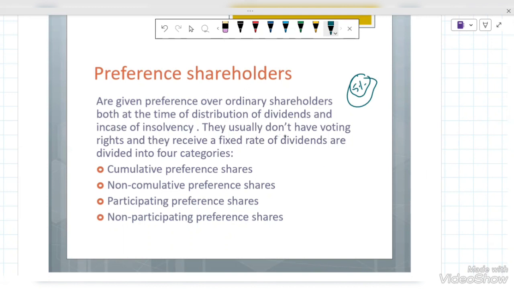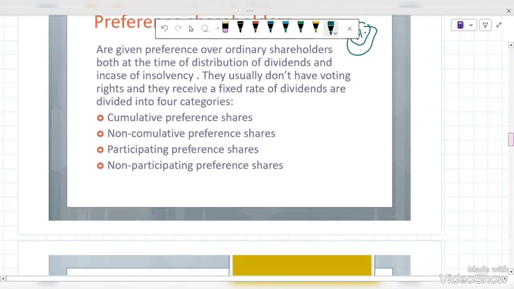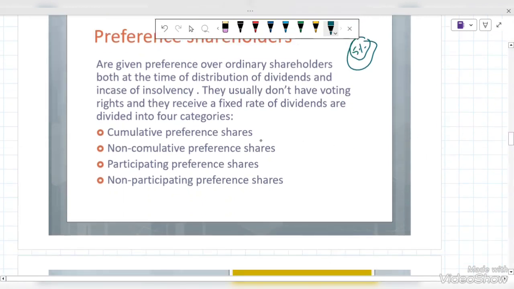And a second thing, they don't have any voting rights. It means they cannot vote and they cannot decide who is the director of the business. Okay, so there are also four categories of the preference shareholders.